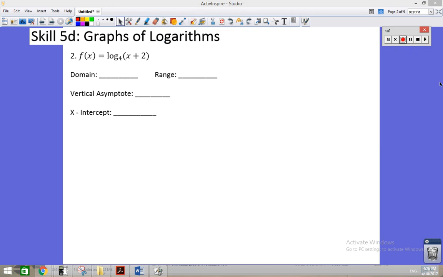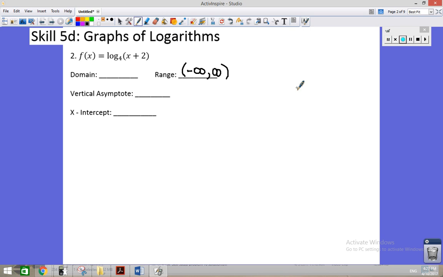We're taking a look at the graphs of logarithms, trying to get used to the different properties of these log functions. They are the inverse of an exponential. The domain and range of inverses have switched, so the range of any log function is always all real numbers. So I can answer that immediately anytime I see it's a log function.